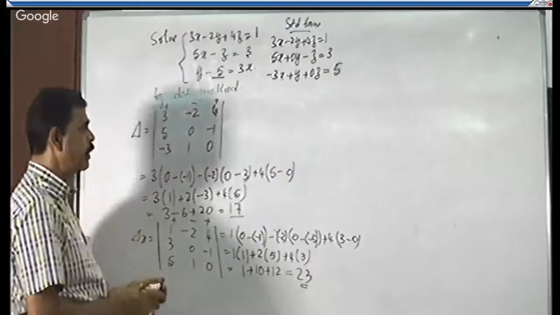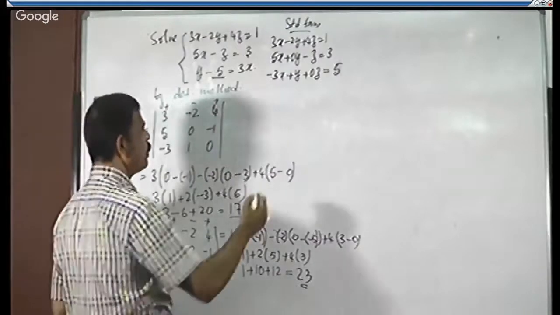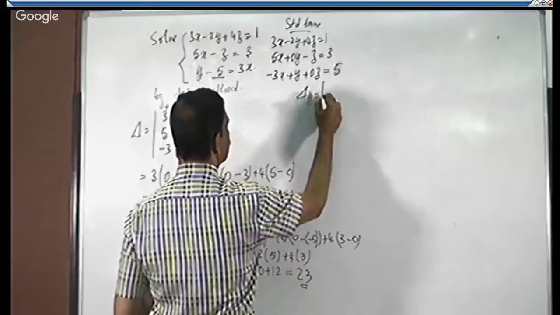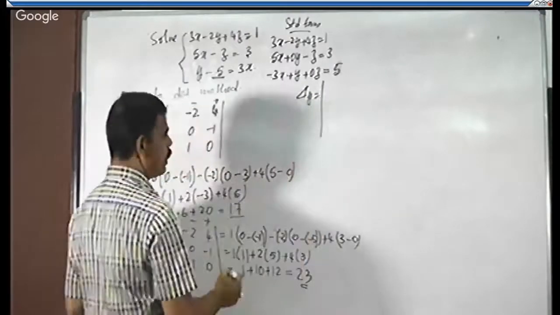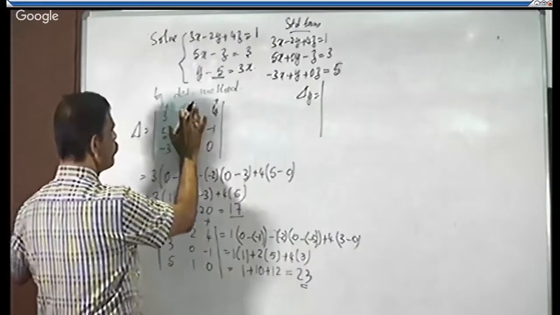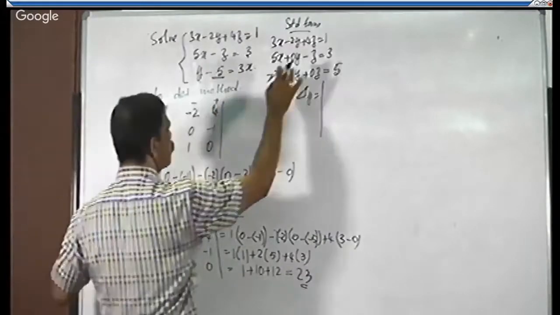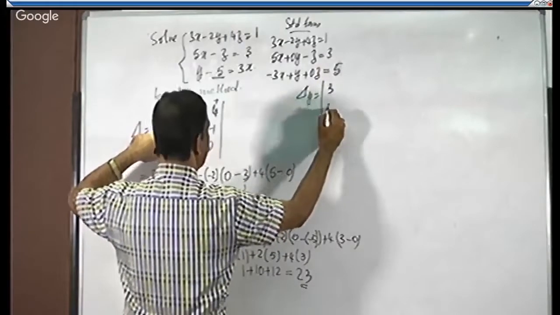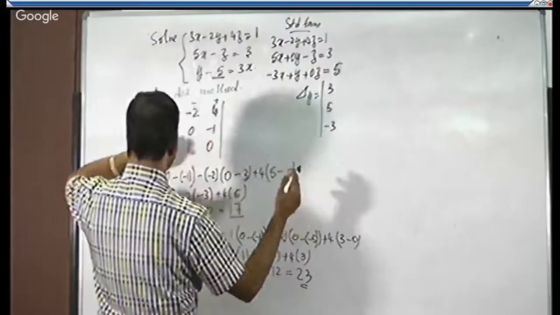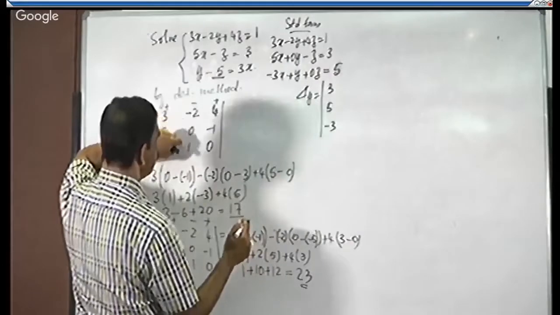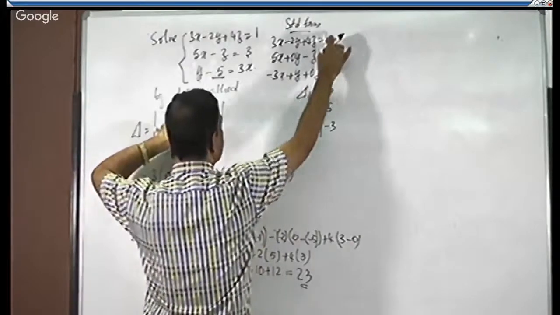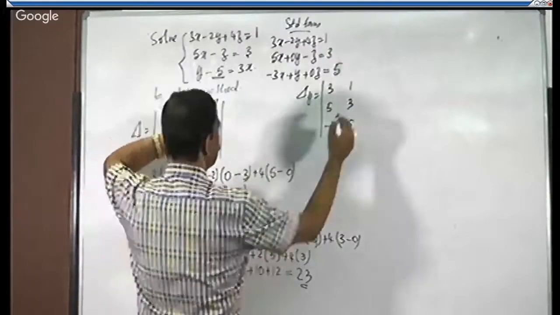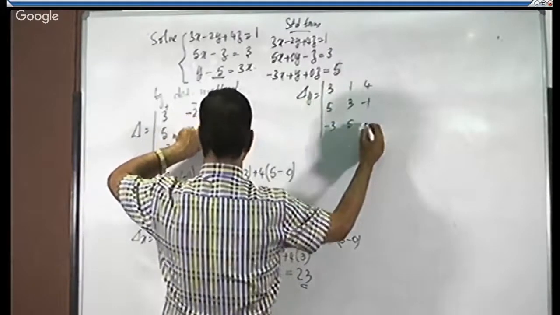The same way, get delta y value. Delta y is equal to, in delta, y coefficient should be replaced by what? Constants. X coefficient, take it as it is, 3, 5, minus 3. Y coefficients, minus 2, 0, 1. They are replaced by what? Constants. 1, 3, minus 5. Z coefficient, take it as it is, 4, minus 1, 0.